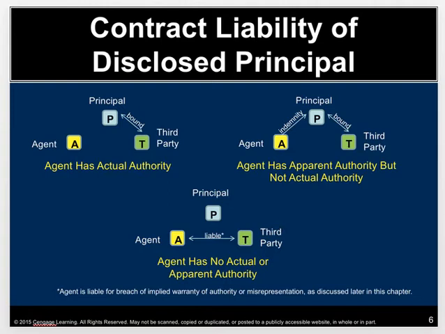And if the agent has no actual or apparent authority, then the principal is not going to be bound, and the third party may have a cause of action against the agent, and that's really based on a theory of breach of the implied warranty of authority, or more than likely some type of misrepresentation. That's usually the claim that the third party would have against the agent.